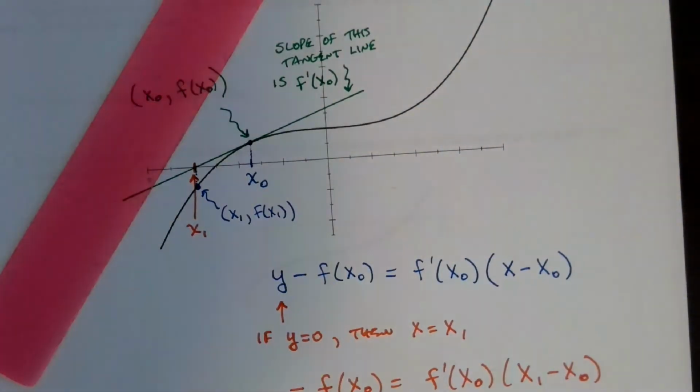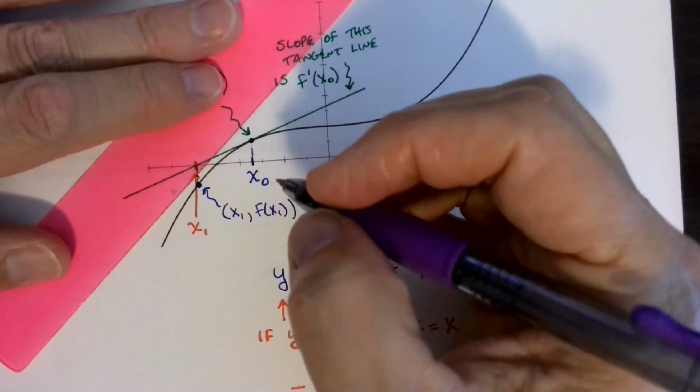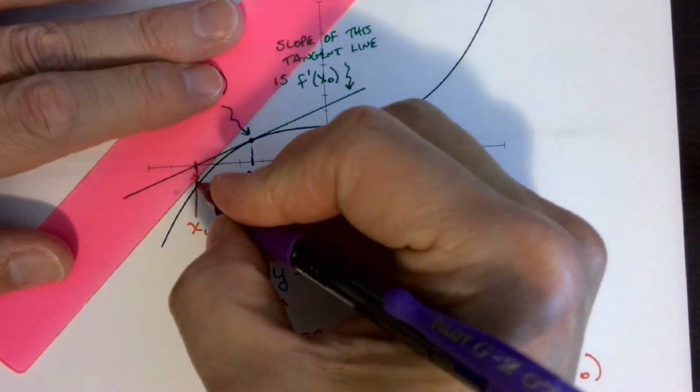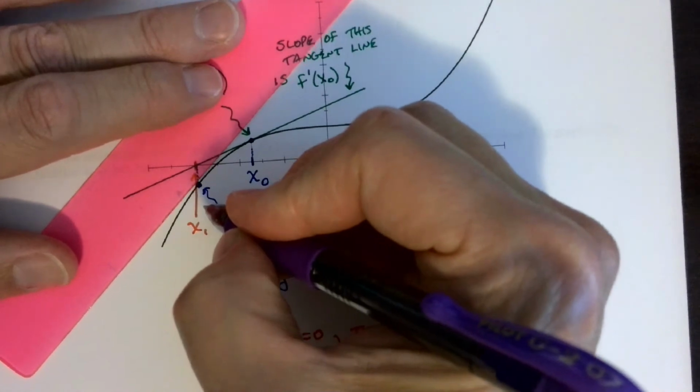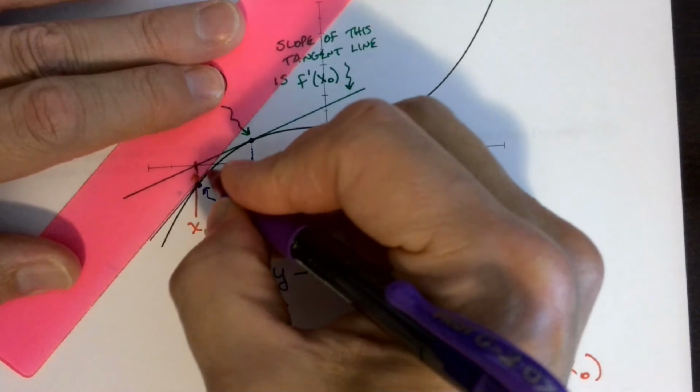So what does this tangent line look like? There's a lot going on here. Let me try and draw this in purple. So if I just touch the graph of that function just to get my tangent line, there it is. And so let's sketch that tangent line.